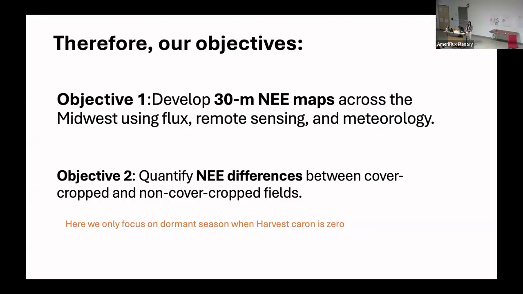across the Midwest using eddy covariance data, remote sensing, and meteorological data. The second is to quantify the NEE difference between cover cropped and non-cover cropped fields. Here I want to emphasize we only use the dormant season for this presentation, because at that time the harvest carbon is 0, so you can just use NEE to indicate the carbon change. However, we are going to integrate the yield map and use the equation we used before to quantify the net carbon exchange.